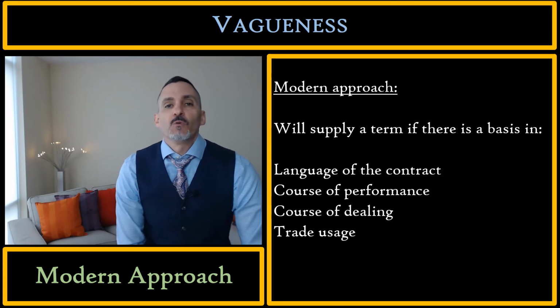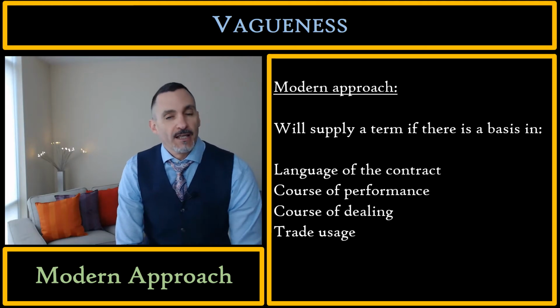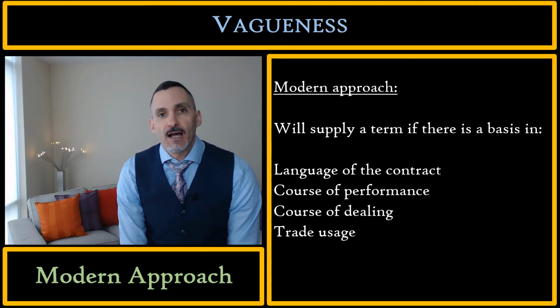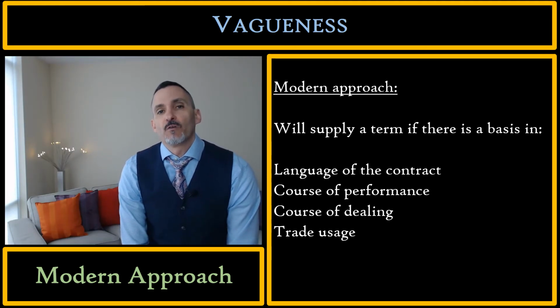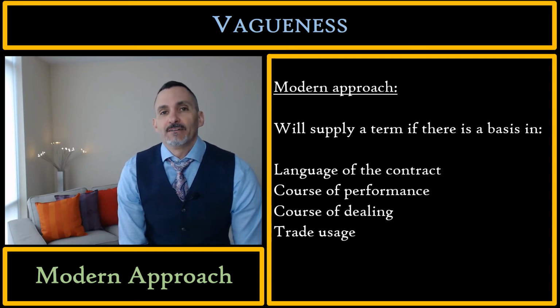In other words, the more traditional approach to vagueness was to say, I'm not going to enforce this contract. This contract is unenforceable without this material term. The more modern approach is to treat it closer to the way we would treat silence, and that is to supply the material term for the parties if the language of the contract gives us some sort of basis for supplying the term. If not, we can look to course of performance, course of dealing, or trade usage.